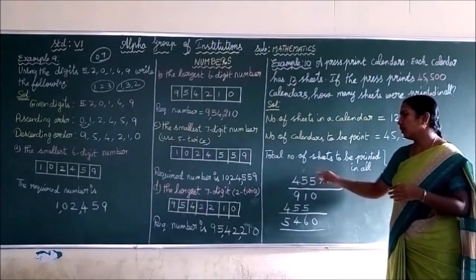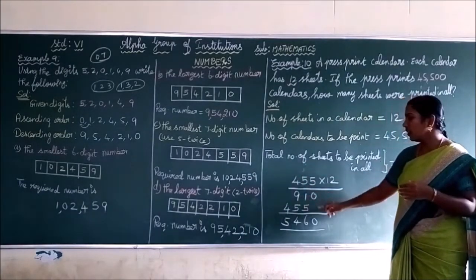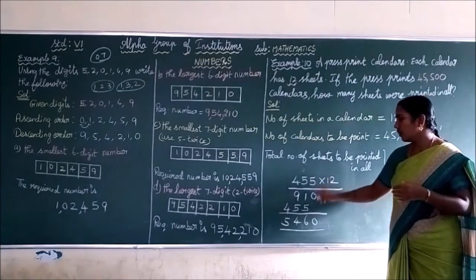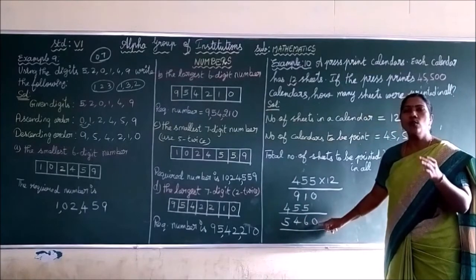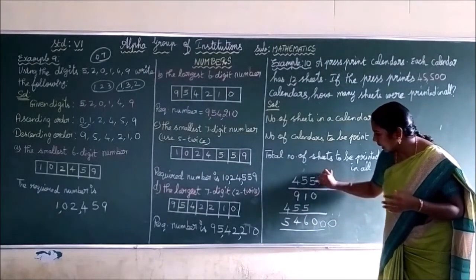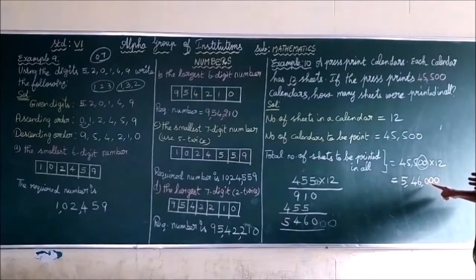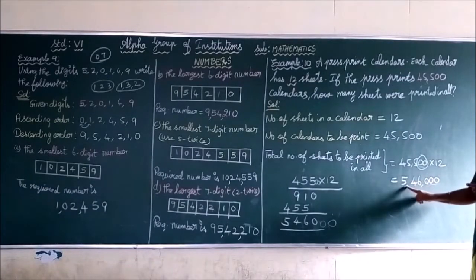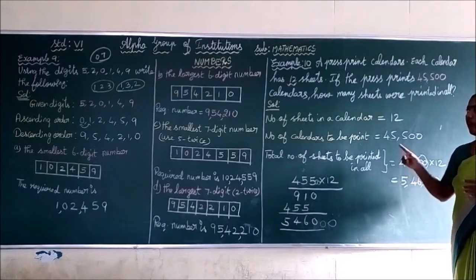So 5 twos are 10, write 0, carry 1. Last digit you have to write 0. 1 5 is 5, 1 5 is 5, 1 4 is 5. Adding, you get 5, 4, 6, 0. How many zeros did you forget? 2 zeros. So adding 2 zeros along with this, thus we are writing here 5, 4, 6, 0, and you have added 2 zeros along with the answer. You get 0, 0. So after the digits, placing the 2 zeros, thus 5,46,000 sheets. Totally we have to print. I hope you understand this example.